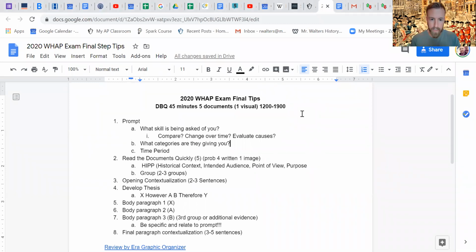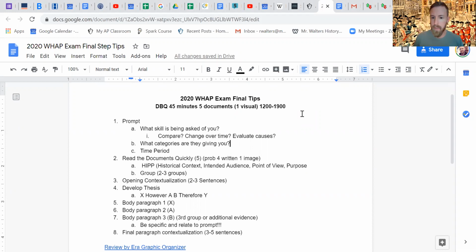So here you've got the layout, and if you remember, the high-level overview is you're going to get a prompt. You need to make sure you look at what the prompt is asking of you. It's going to ask you to either compare and contrast two things, or about whether something changed or stayed the same over a certain amount of time, or to evaluate the causes of some event. Now they can ask those questions in slightly different ways.